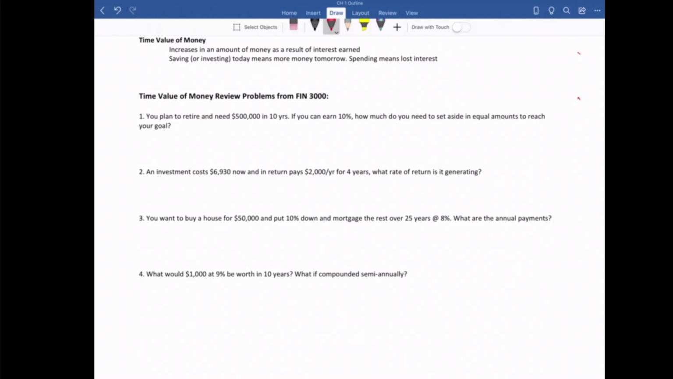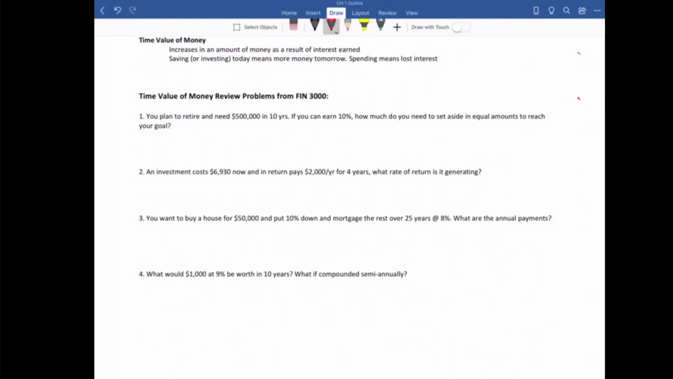So I'm going to talk about how to do the time value of money questions on the chapter 1 outline, so you might want to grab that. And then I'll talk more about the quiz and some of the other things beyond what you're doing in Connect that will be on the quiz. So here's chapter 1, time value of money. These should be review questions that you had in Finance 3000, something similar to them.